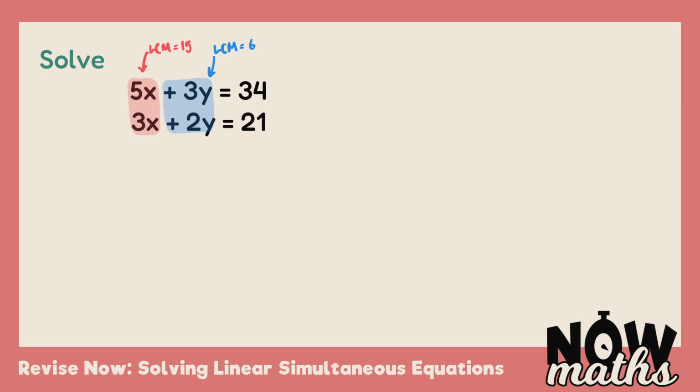This tells us we could either make the x coefficients both into 15 or the y coefficients both into 6. Given that 6 is smaller than 15, I'm going to choose to make the y coefficient 6, because the smaller we keep our numbers, the less likely we are to make a mistake.